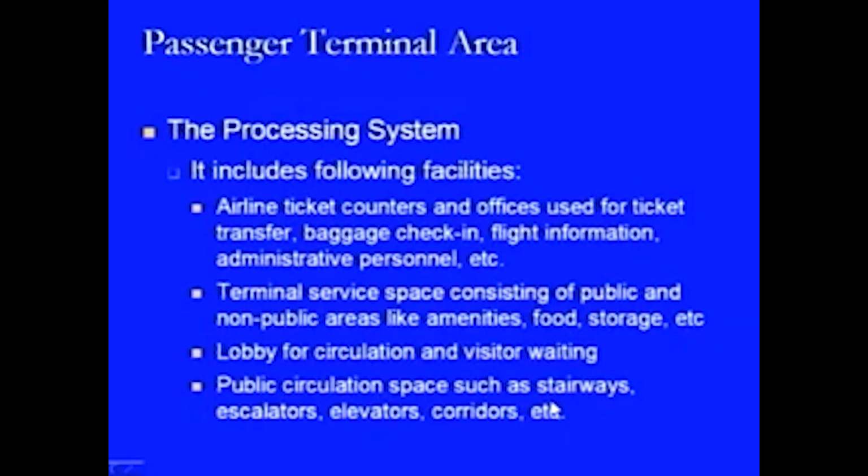In the case of the processing system, the various facilities included will be the airline ticket counters and offices, which are used for ticket transfer, baggage check-in, flight information, administrative personnel, etc. Then there is the terminal service space, which consists of public and non-public areas like amenities, food, storage, etc. Then there is a lobby for circulation and visitor waiting. Then the public circulation space such as stairways, escalators, elevators, corridors, etc. So, these are all parts of the processing system.